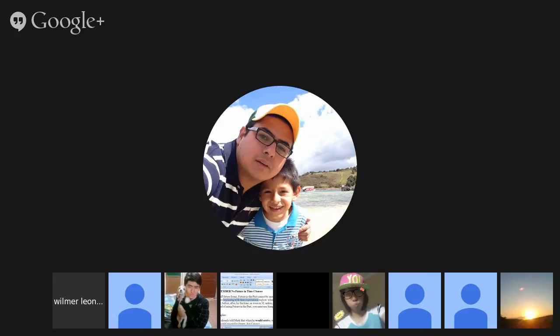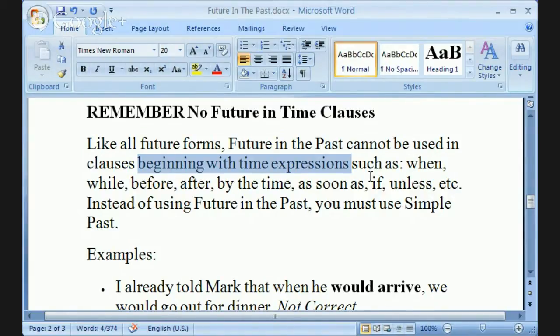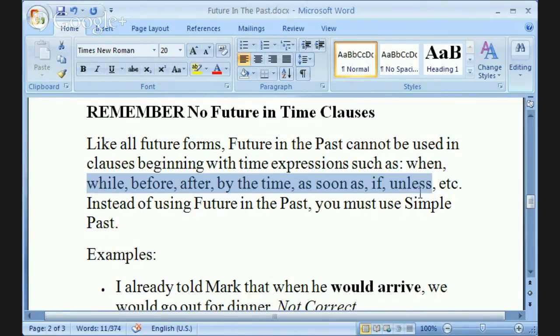Clauses are groups of words, like a half sentence, often separated by commas. When these clauses begin with a time expression, for example when, while, before, after, by the time, as soon as, even if, sometimes, or unless, if you see a phrase beginning with that, you cannot use a future tense. It's just not possible. You cannot use future in the past. So instead of using future in the past, you must revert to simple past.